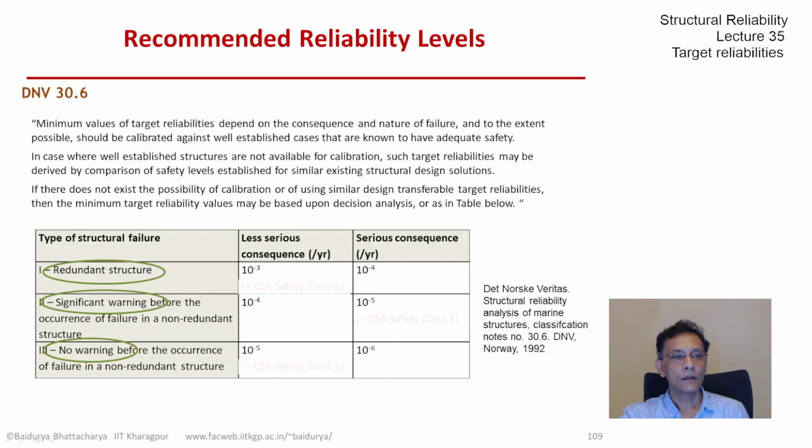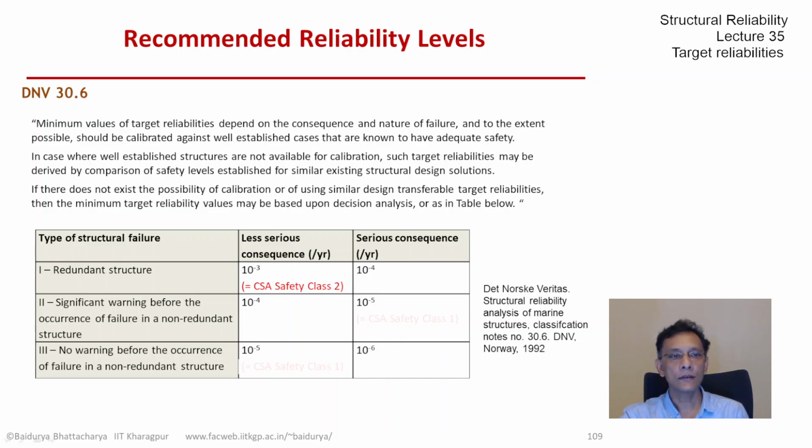And the target failure probabilities, or acceptable failure probabilities per year, reflect those considerations. So the numbers are 10 to the minus 3 for the safest case, all the way up to 10 to the minus 5 for the least safe case, for the less serious consequence, and 10 to the minus 4 to 10 to the minus 6 for the serious consequence.